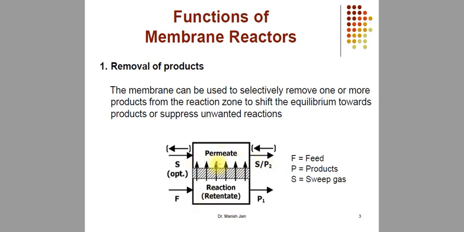P2 selectively passes through this membrane. This membrane is highly selective for P2, but it is not permeable to the feed F and not to the product P1. Once P2 is removed from the system, the reaction will shift towards the forward direction, shifting the equilibrium towards the products. So this is the application of membranes in a reactor.